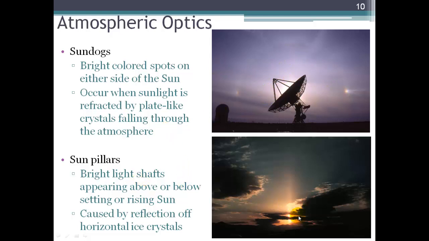A sun pillar, like you see in the bottom picture here, is a pillar of light, a shaft of light that appears above or below the setting or rising sun, and it's also caused by the reflection of light off of horizontal ice crystals.